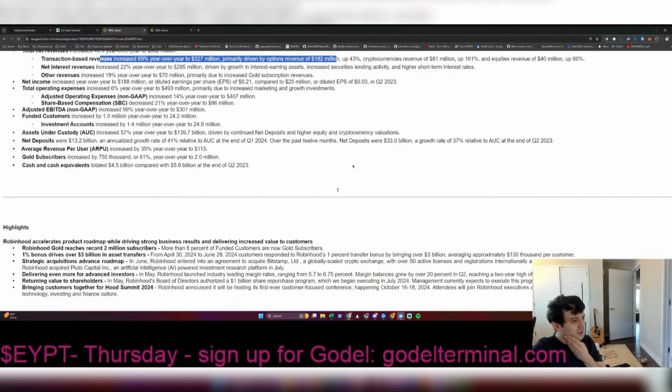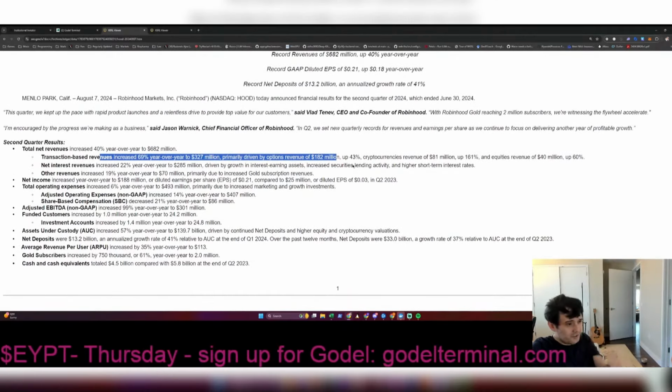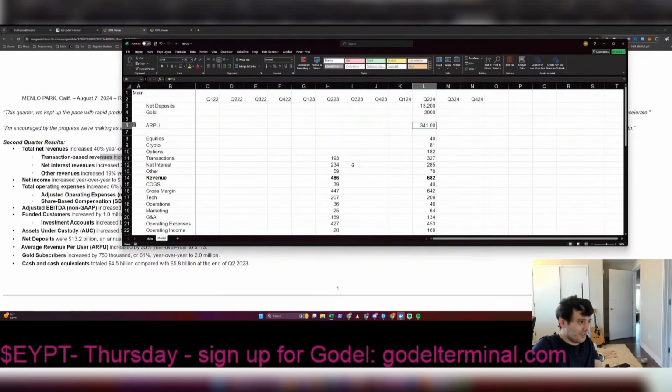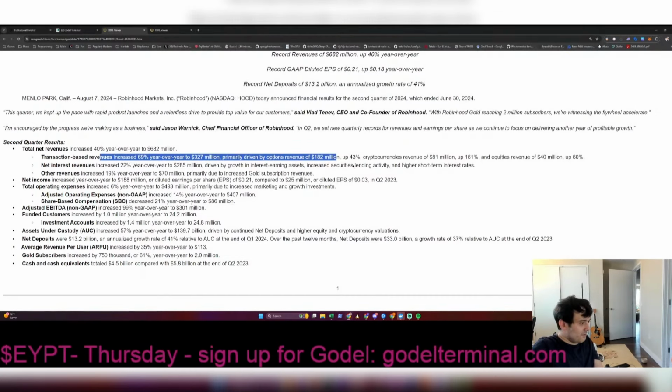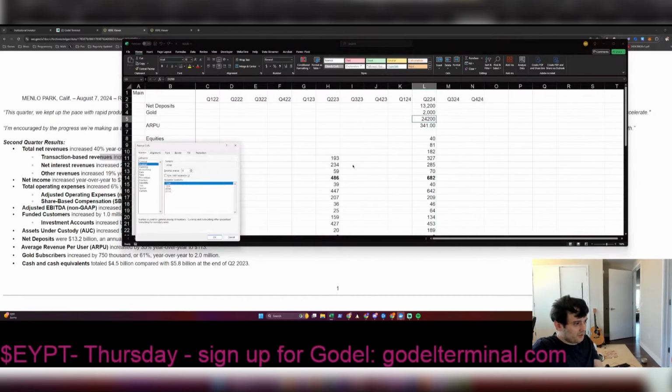Okay, others from that Gold thing, which is pretty cool. Funded customers, wow, 24.2 million. Where's the 2 million thing? Oh, Robinhood Gold is 2 million. Wow, oh shit, totally wrong here. They have, damn, 24.2 million customers.